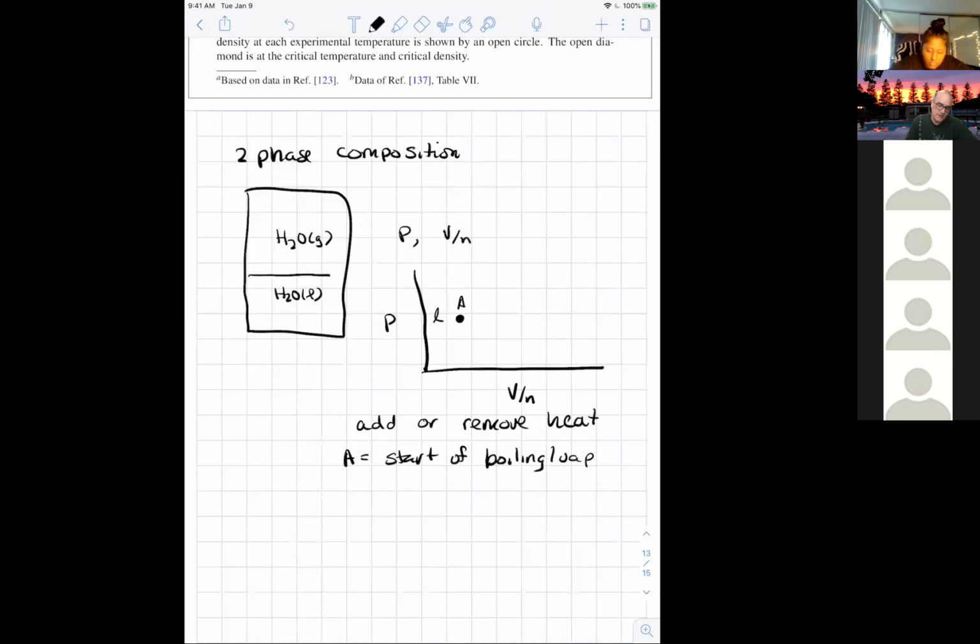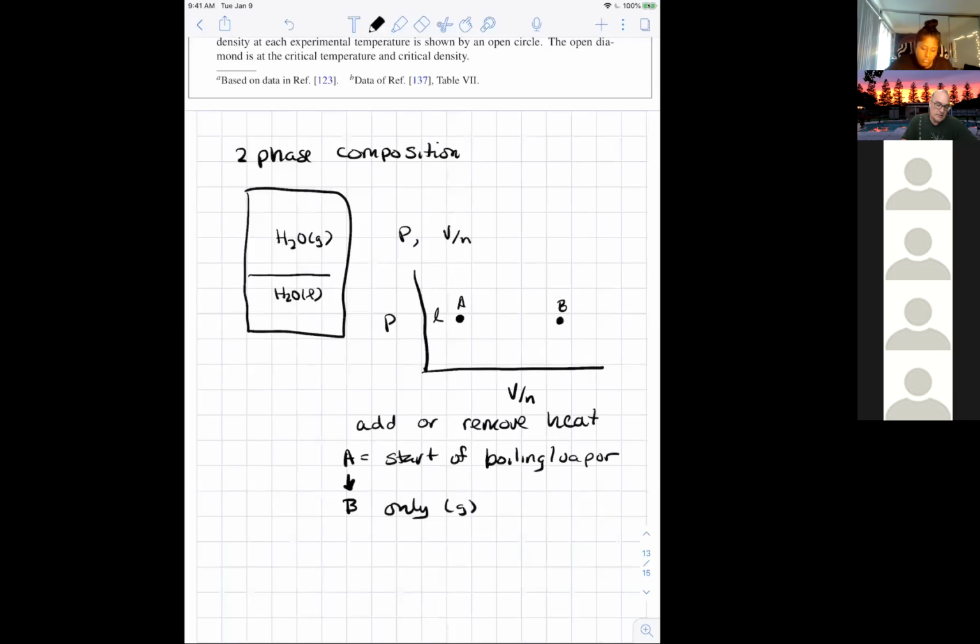Or some vapor, and we're eventually going to add heat to where we're going to go to point B. Here's point B, where we're going to have only the vapor. So we're going to progress through these points.